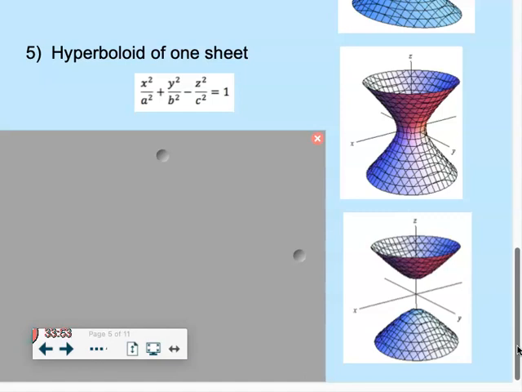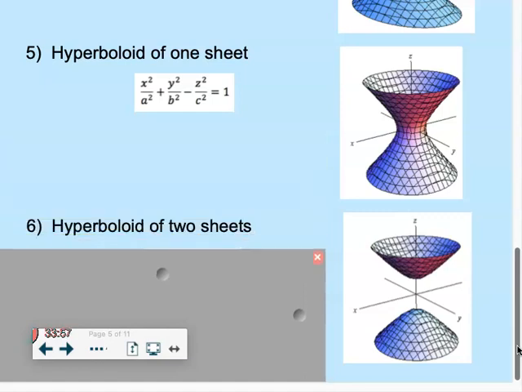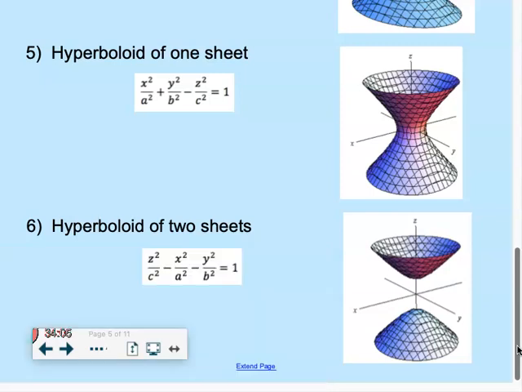Hyperboloid of 2 sheets. This is a hyperboloid of 2 sheets. Okay, so these are separated now, right? The one-sheet ones are connected, these have space in between, and now you've got double negatives.